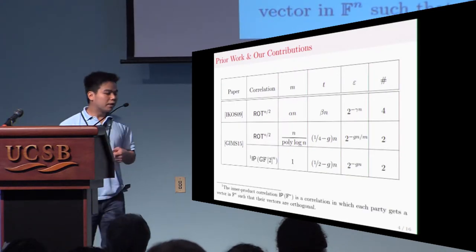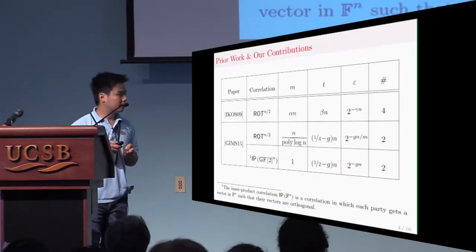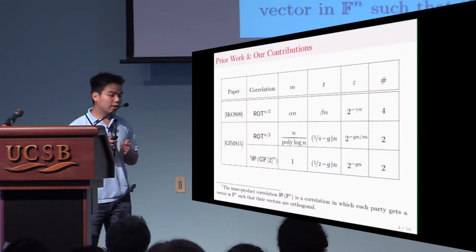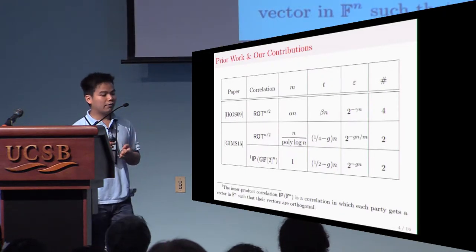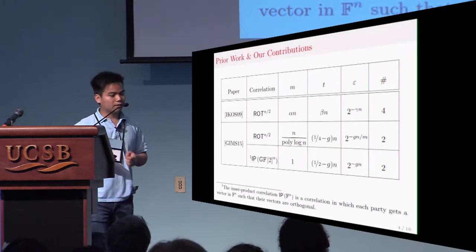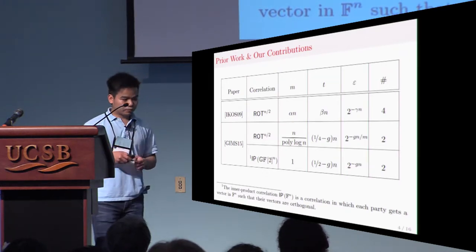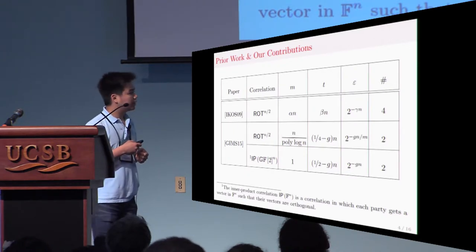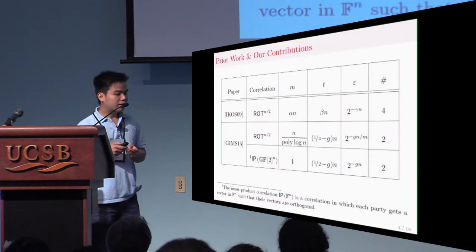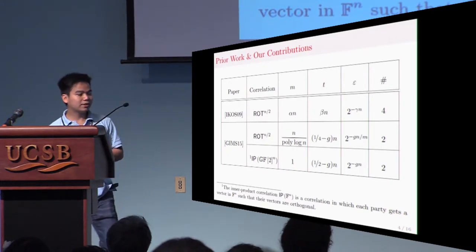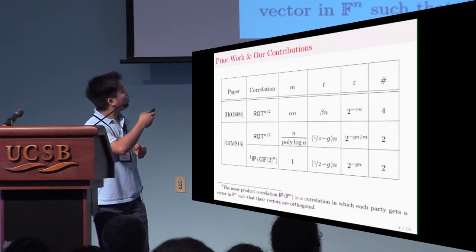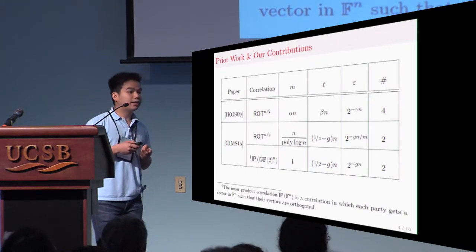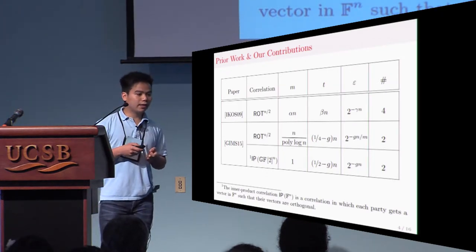They also consider a new correlation, namely the inner product correlation. In general, the inner product correlation over a vector space F^n is a correlation in which x-bar and y-bar get vectors in F^n such that they are orthogonal. Using the inner product correlation, they are able to get n/2 leakage resilience, exponentially high security, and a two-round protocol, but only one OT. So the question is: can we get the best in all four columns? In other words, can we get linear production rate, linear leakage resilience, exponentially high security, and a two-round protocol?